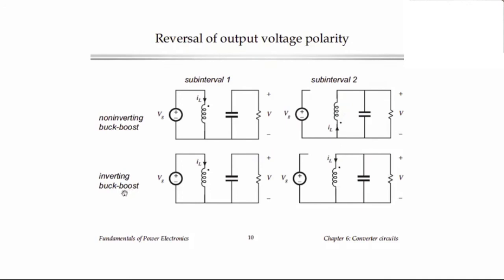So this is called the inverting buck-boost converter, and it turns out to reduce the number of switches necessary. Because if you look at this, the non-dot side of the inductor is always connected to ground. And all you have to do is connect the dot side either to VG in position 1 or to the output voltage in position 2.